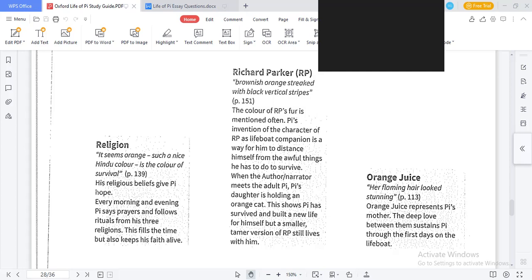It shows that Pi has survived, one; built a new life for himself, two; but a smaller, tamer version of Richard Parker, three, still lives within him. That's what we see when we are introduced to his daughter.